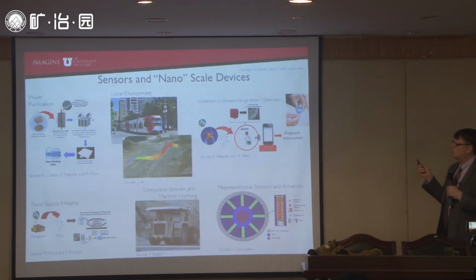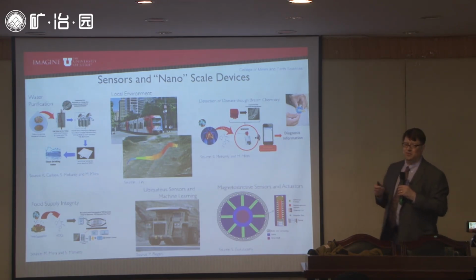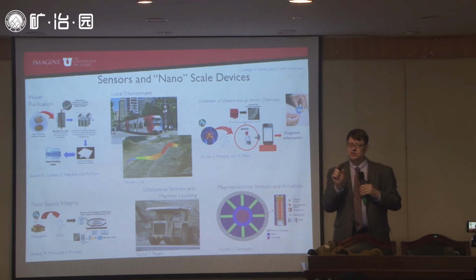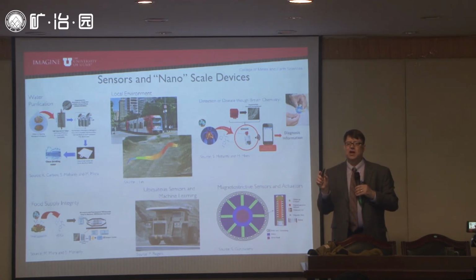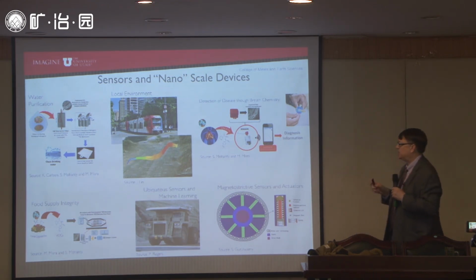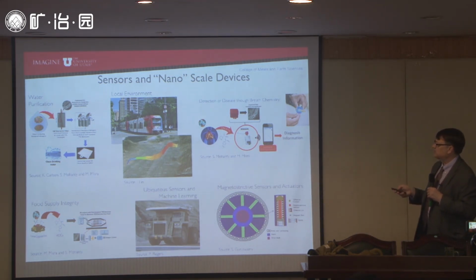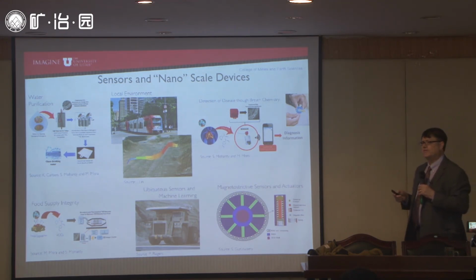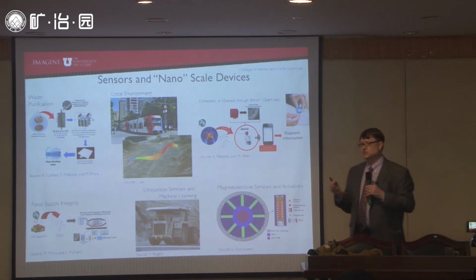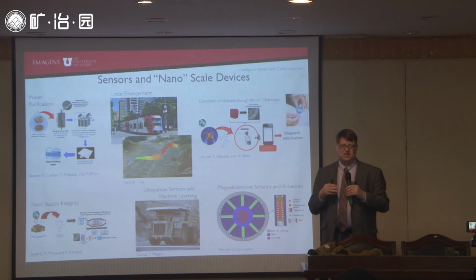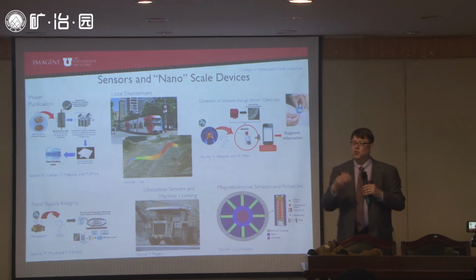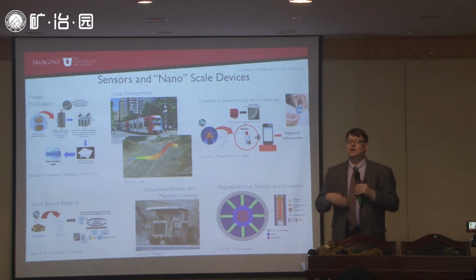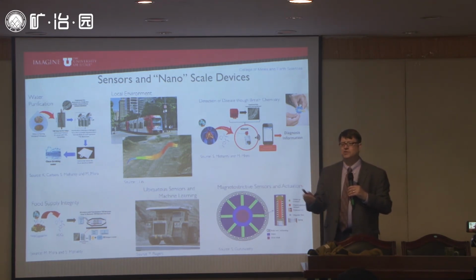We also do a lot of work in development of sensors and nanometer scale devices. So we do nanoscale device fabrication, and we also use sensors in various applications. Some of the things that we do, for example, are use sensors and devices to purify water, to detect whether food is safe. We're developing sensors for detecting disease, for example, tuberculosis.